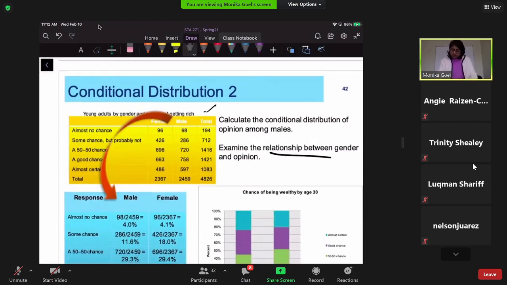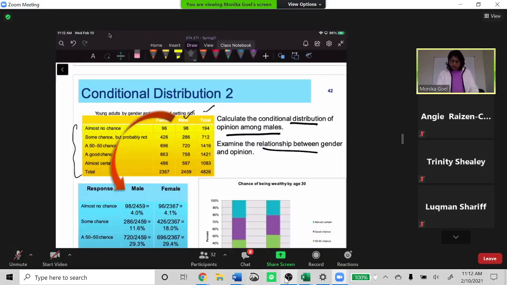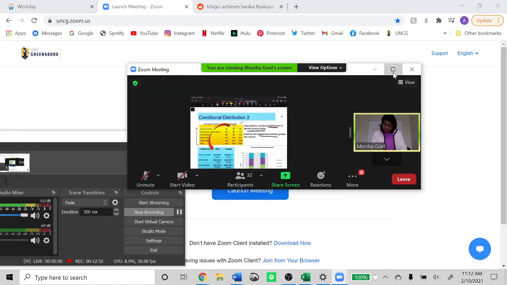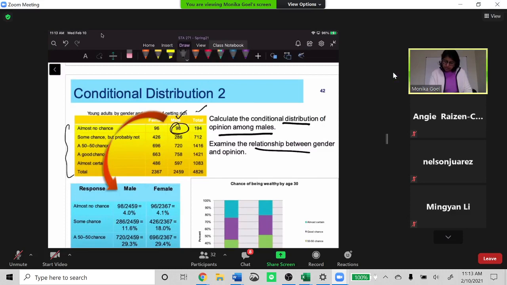So first, it says calculate the conditional distribution of opinion among males. So we are talking about males and opinion, and these are all the opinions: almost no chance, some chance, 50-50, good chance, and almost certain. So how to find that? Think of this as a two-way table, male. If I'm talking about this cell, 98, where is this 98 coming from? Male and almost no chance. So that is the total males who say that there is almost no chance of getting rich.